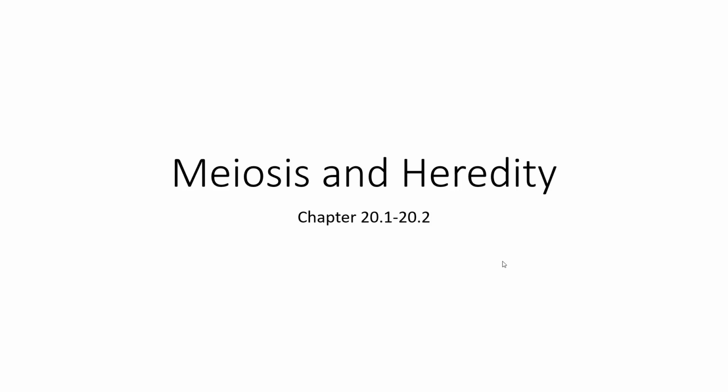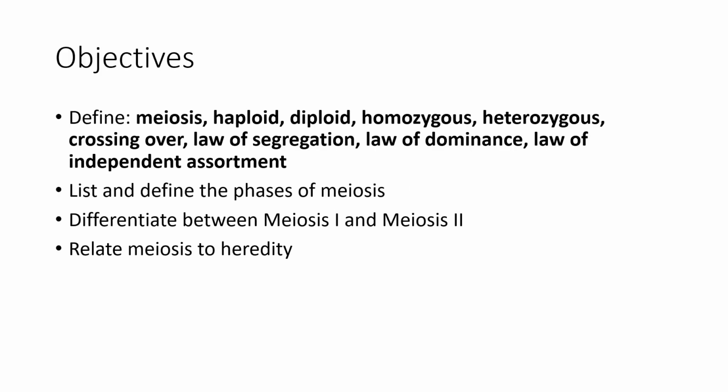So you've covered mitosis and you want meiosis. Well, here we go with the lecture on meiosis and how it affects heredity. During this lecture, please be able to define meiosis, haploid, diploid, homozygous, heterozygous, crossing over, law of segregation, law of dominance, law of independent assortment.